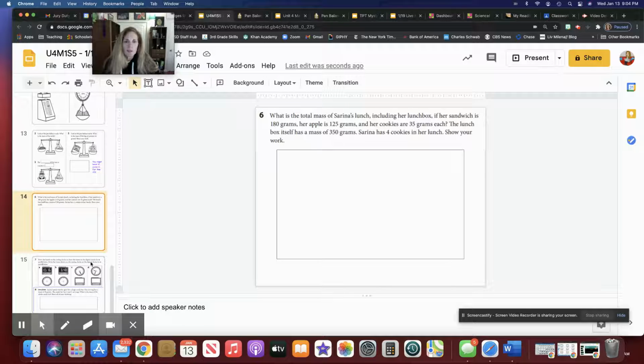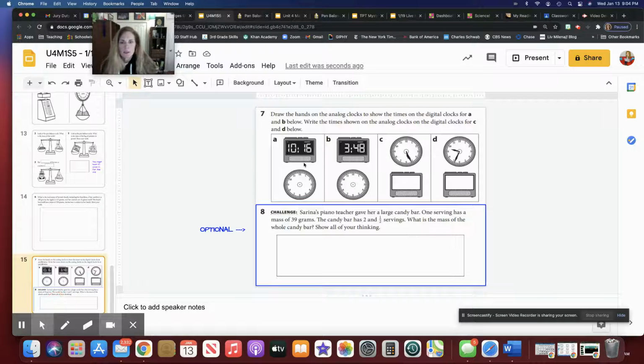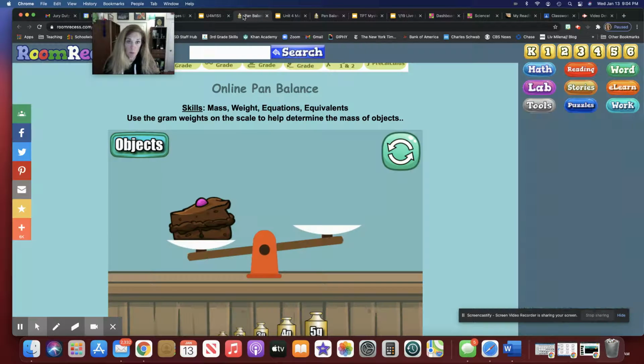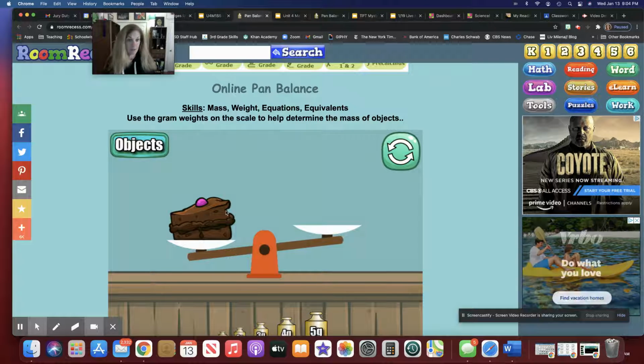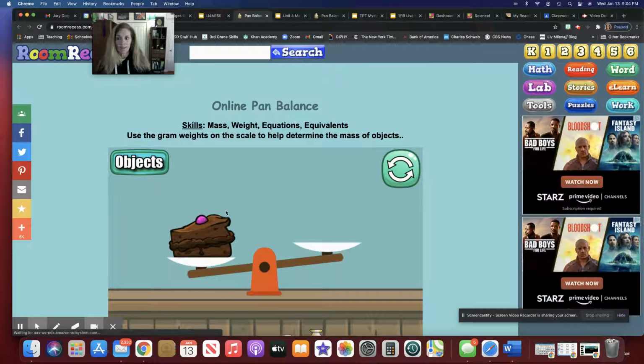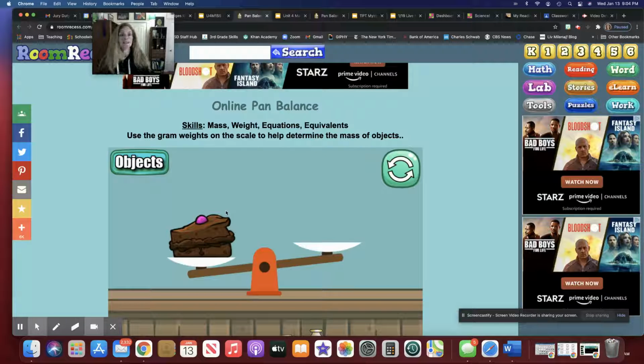The last page or two has a word problem and some time. You do not have to do this blue box, the challenge, but if you feel up to it, I think you should give it a try. So have fun with this pan balance. I think it's really cool. Again, just the difference between mass and weight is really depending on where you are in the universe. Weight depends on where you are in the universe, and mass is always the same.